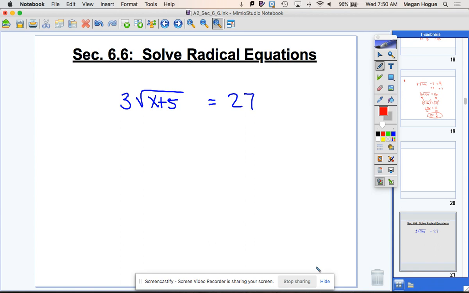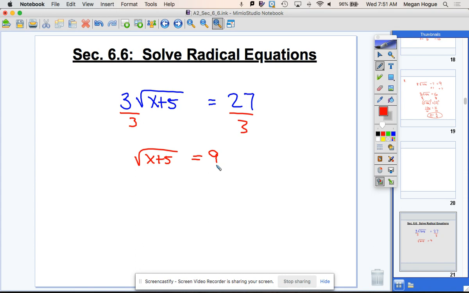So this one is the same thing you were doing yesterday. 3 square root of x plus 5 equals 27. Jordan, what do you want to do first? Yep, divide by 3. So we're going to have the square root of x plus 5 equals 9.